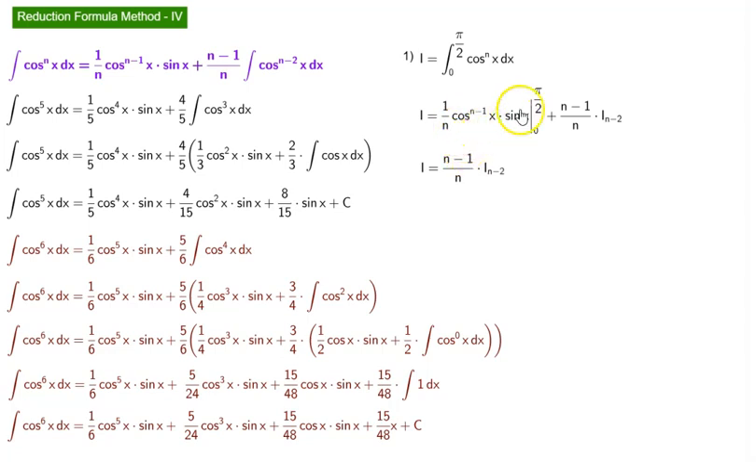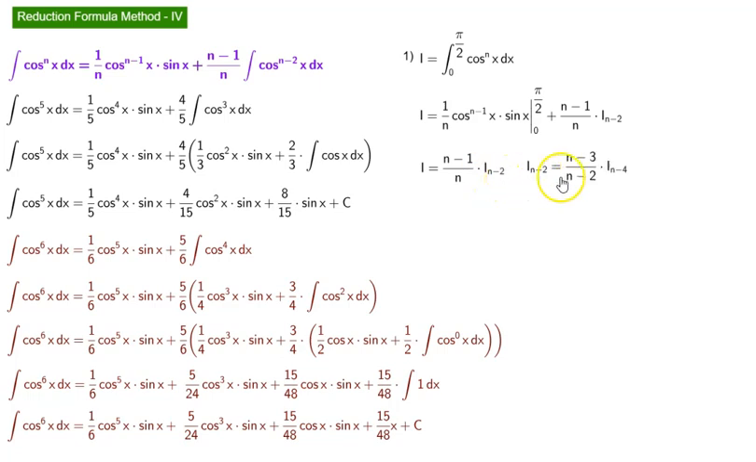Now here, the first term totally disappears. Why? Because cos pi by 2 is 0 and sine 0 is 0. So which means in both the limits, it will be 0. So it disappears. So we are left with only the second term. N minus 1 by n times the I sub n minus 2.